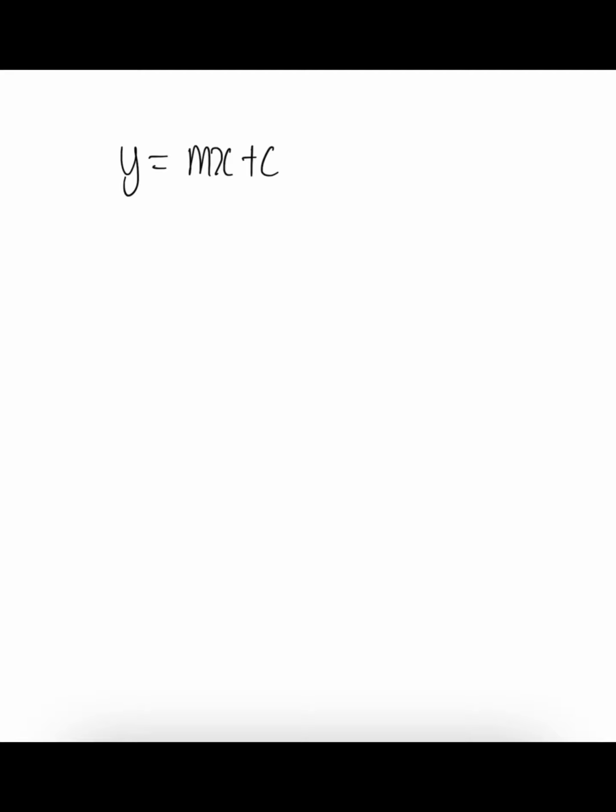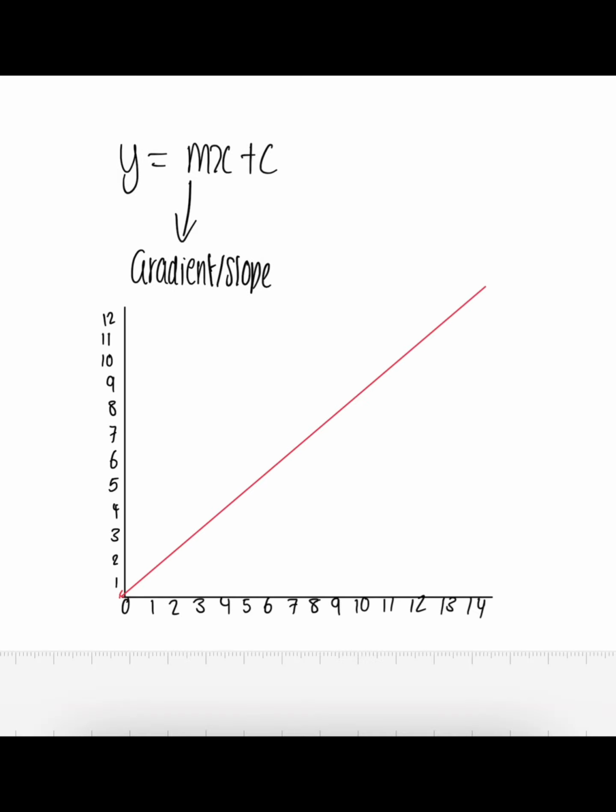Now let's break this formula down. We have y equals mx plus c. In this formula we have m. This represents the gradient, which is also known as the slope. This determines how steep the line is. Let's give you an example of a drawing of a straight line graph. In this example, we have y equals x. This is the case because, as you can see, when x is equal to 1, y will also be equal to 1.